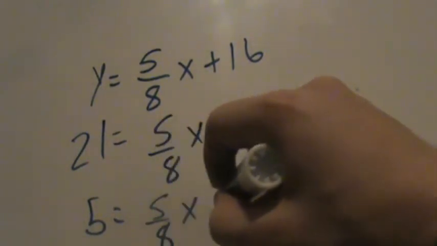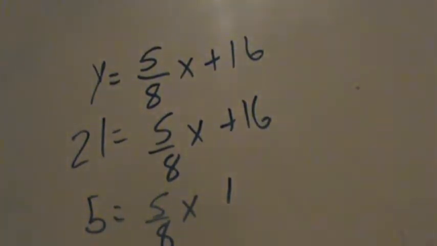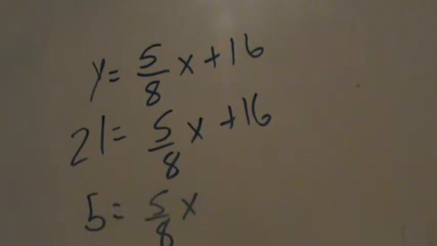So if you subtract 16 from both sides, you get 5 equals 5/8 x. So, what do you get here? What does x have to equal? Well, what can you do here? You can multiply. There's two ways you could do this. You could multiply both sides by 8.